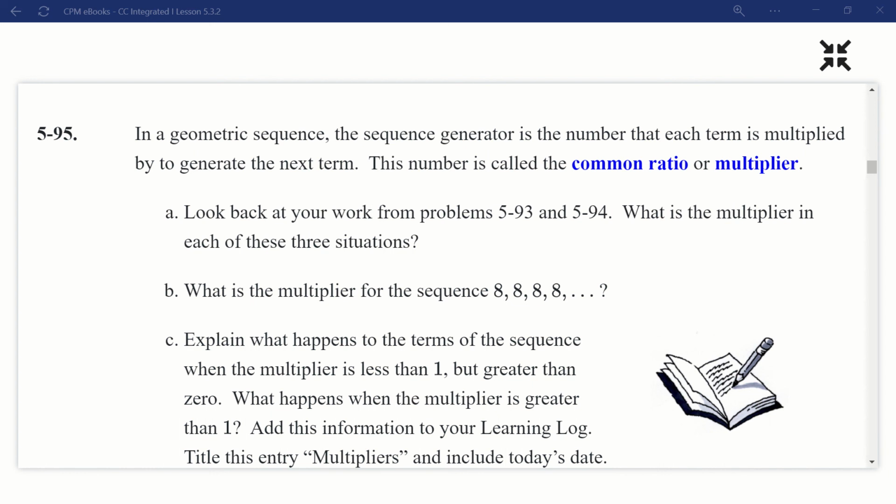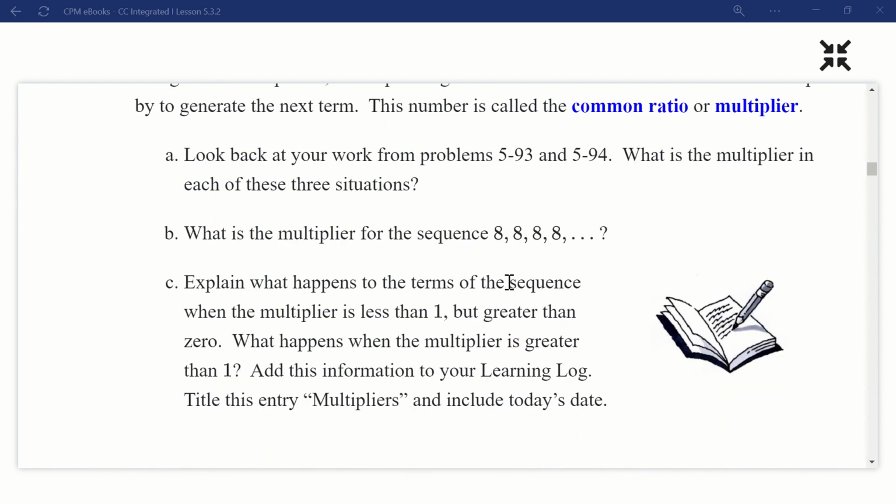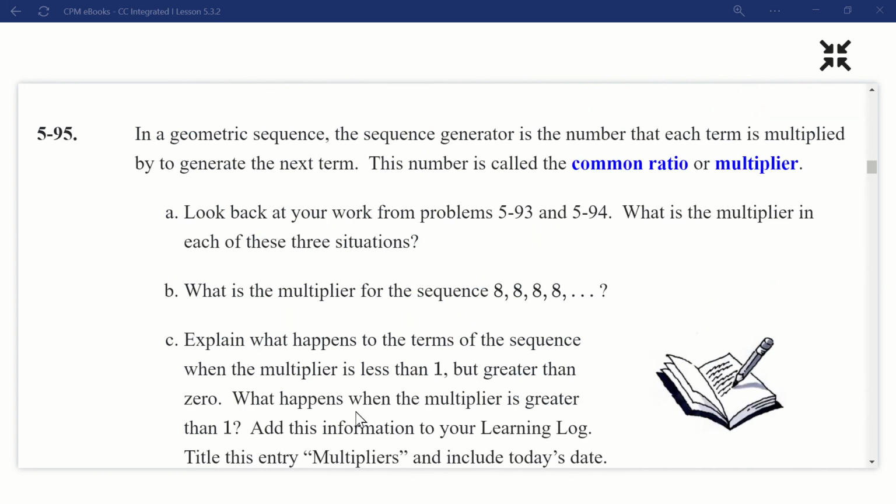Look back at your work from problems 93 and 94. What is the multiplier in each of these three situations? Next, what is the multiplier for the sequence 8, 8, 8, 8? Explain what happens to the terms of the sequence when the multiplier is less than 1 but greater than 0. That's an important thing. And what happens when the multiplier is greater than 1? I want you to write a response to that in complete sentences in your notes, and title it multipliers up at the top. So make sure you include this in your notes.